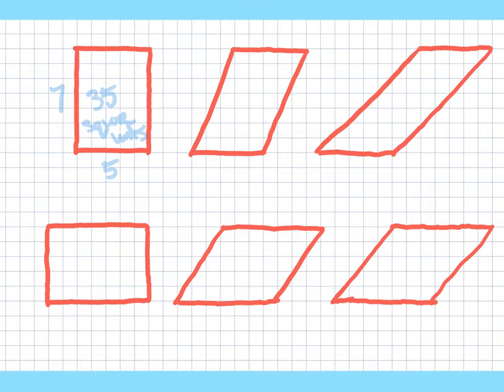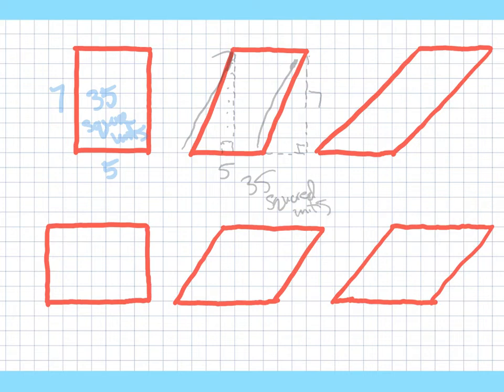So let's look at this one. Is it the same? Is it different? Again, remember, we know our base is 5. But what is our height? And how can we figure that out? Well, we can make a triangle out of this. So if we climb to the top, drop that rock, we find that our height is 7. So our area is 35 square units.